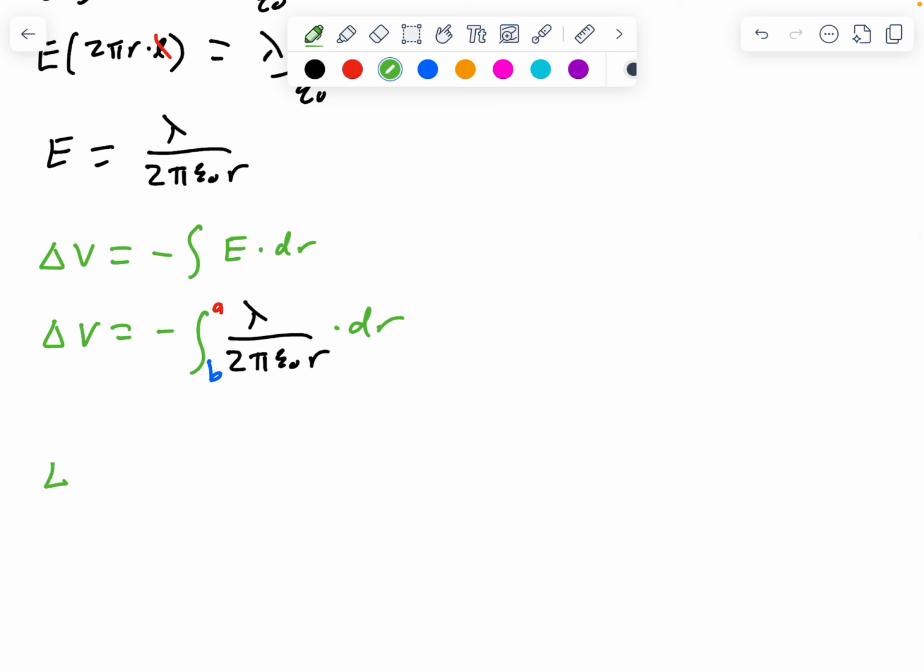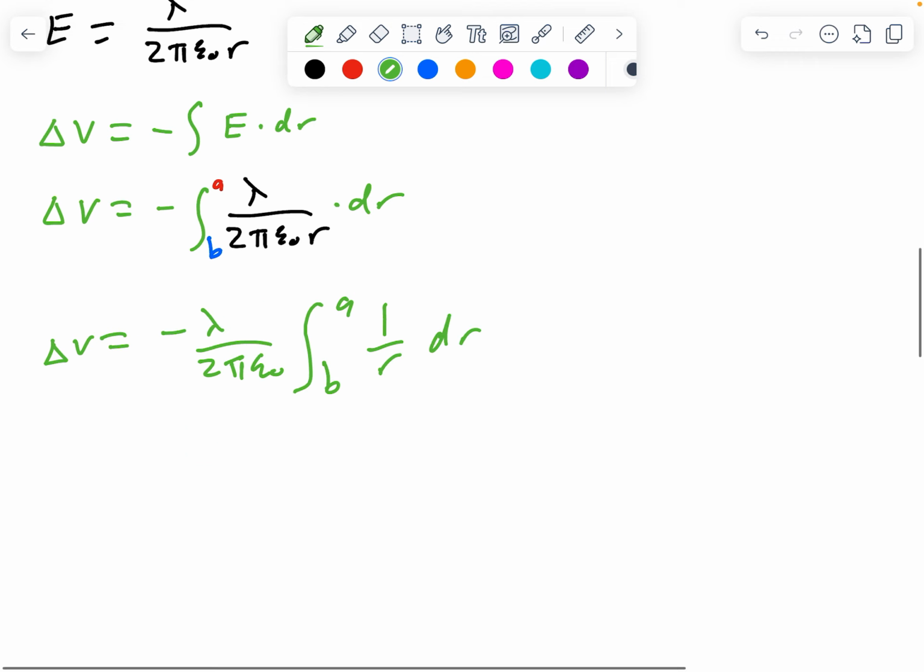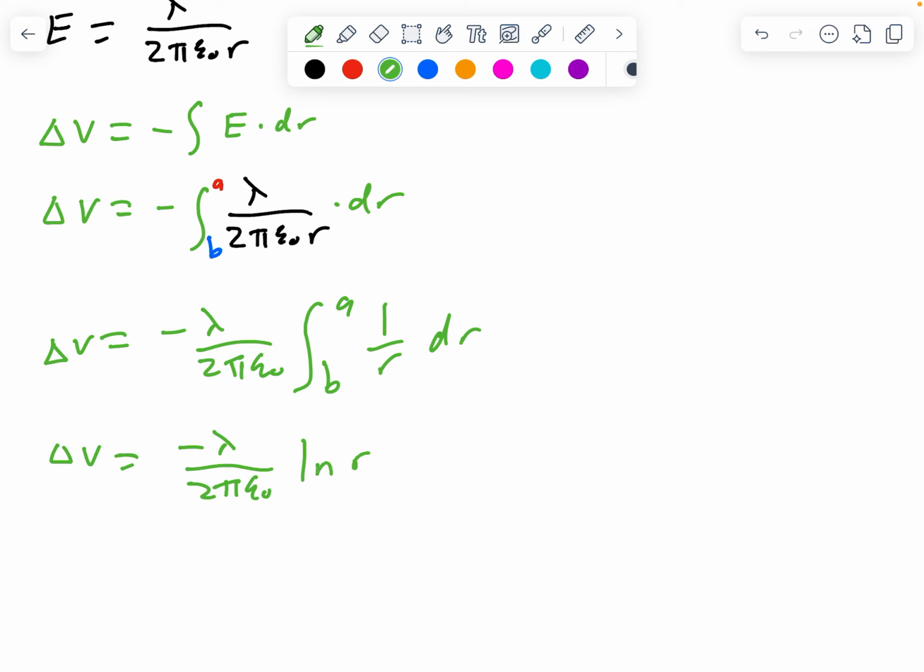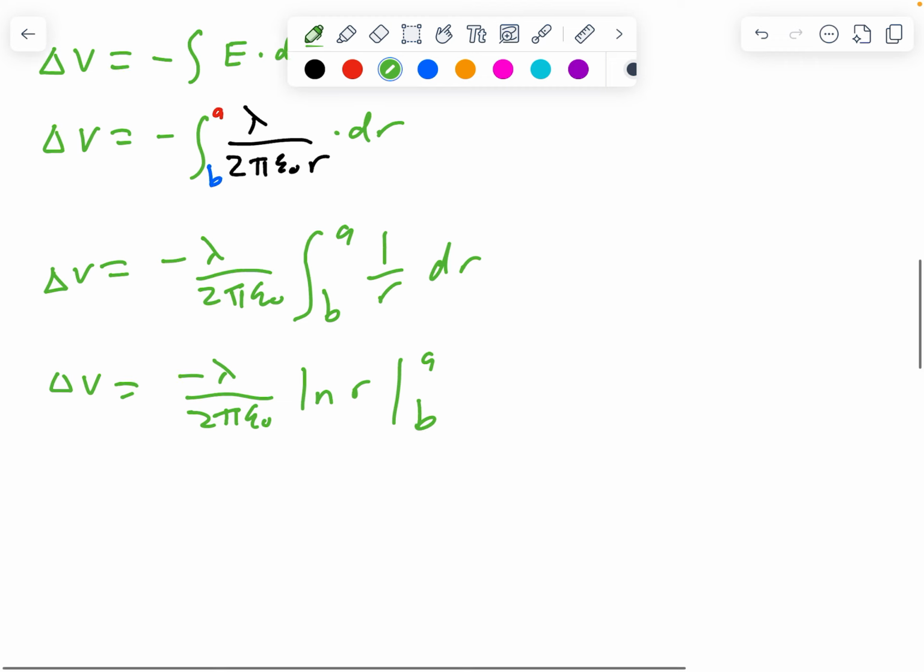All right, so there we go. That's my setup. Delta V, pull out the lambda over 2 pi epsilon naught, B to A, and we get this 1 over r function dr. So we're integrating 1 over r. The rest of this is just constants. So what the heck is the integral of 1 over r? If you do not remember, we go to the AP equation sheet and it will tell us exactly what it is. It's that natural log function, ln. So we're going to evaluate ln from B to A.